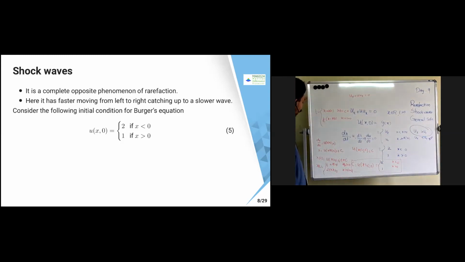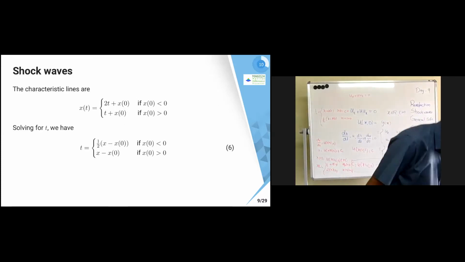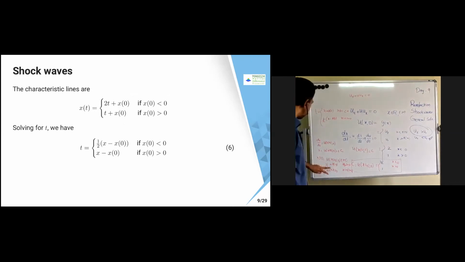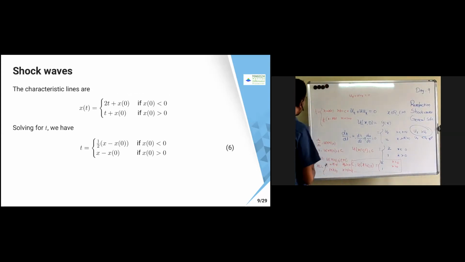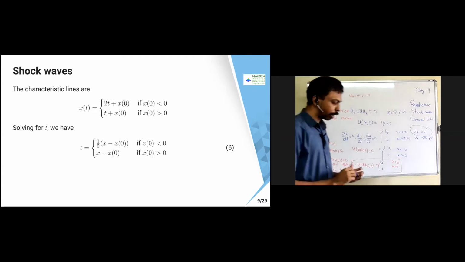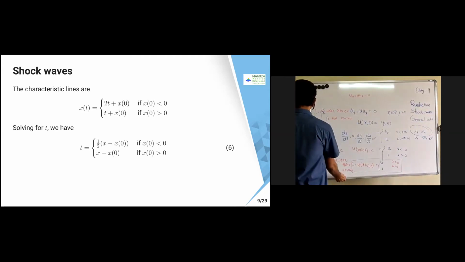Okay. So what will happen here? These two equations are going to change. This is going to become 2t, and this is going to become t. Okay. 2t plus x naught, and the second one t plus x naught, is going to come. Same way here, this is going to become like half. Okay. Let's go to the picture again. So what is going to happen here?